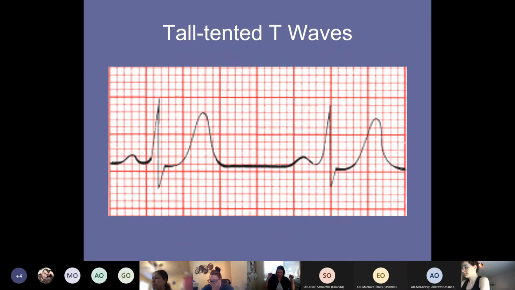Potassium's high. Yes, high T waves, high potassium, okay? This can also appear with ischemia or an infarct as well.